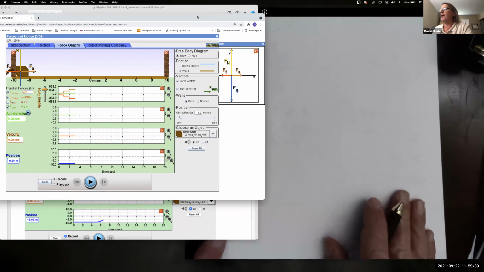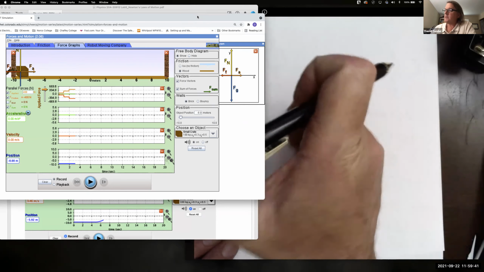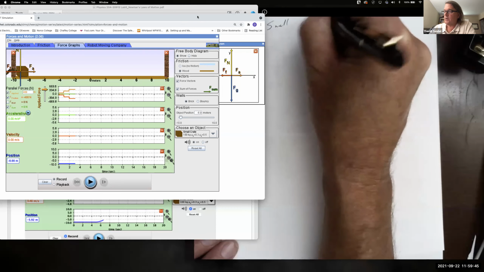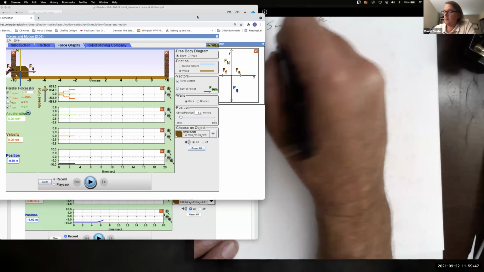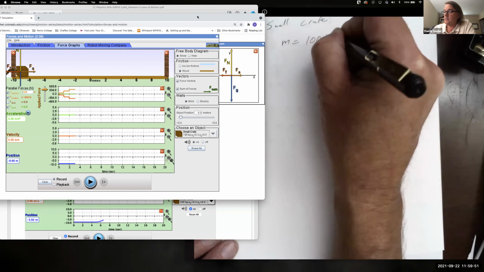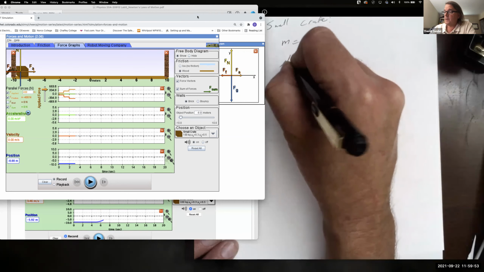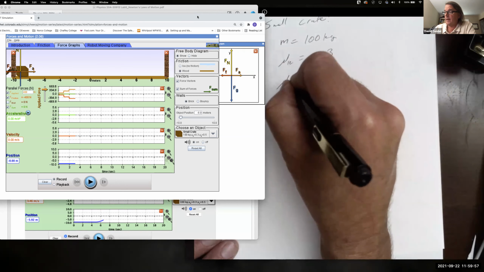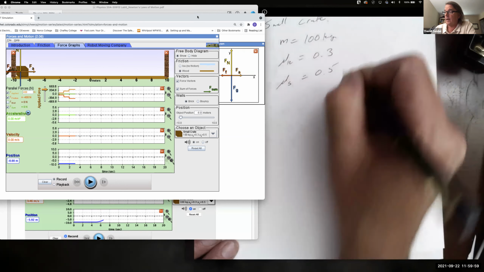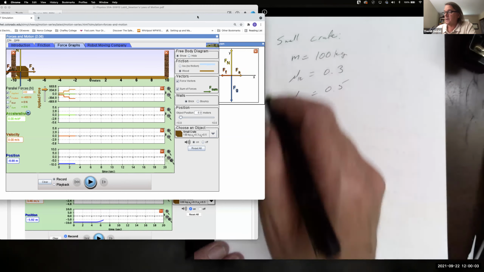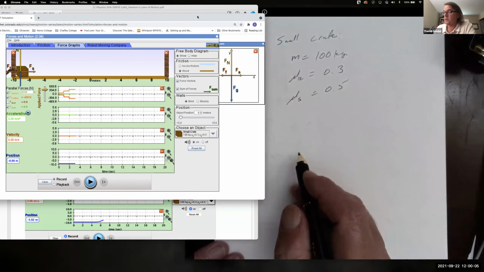If we go calculate here for my small crate, this answers one of your questions. Mass equals 100 kilograms. Mu sub k is equal to 0.3, and mu sub s is equal to 0.5. These are constant. These depend on the materials. Those never change.